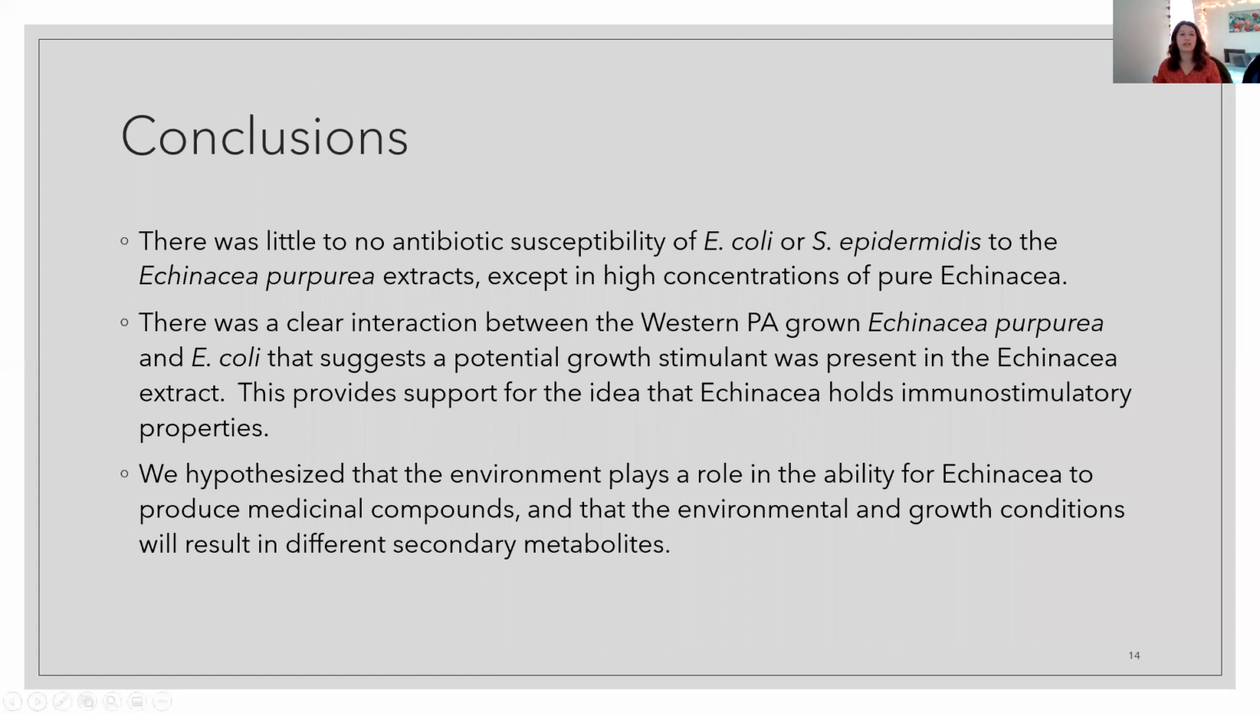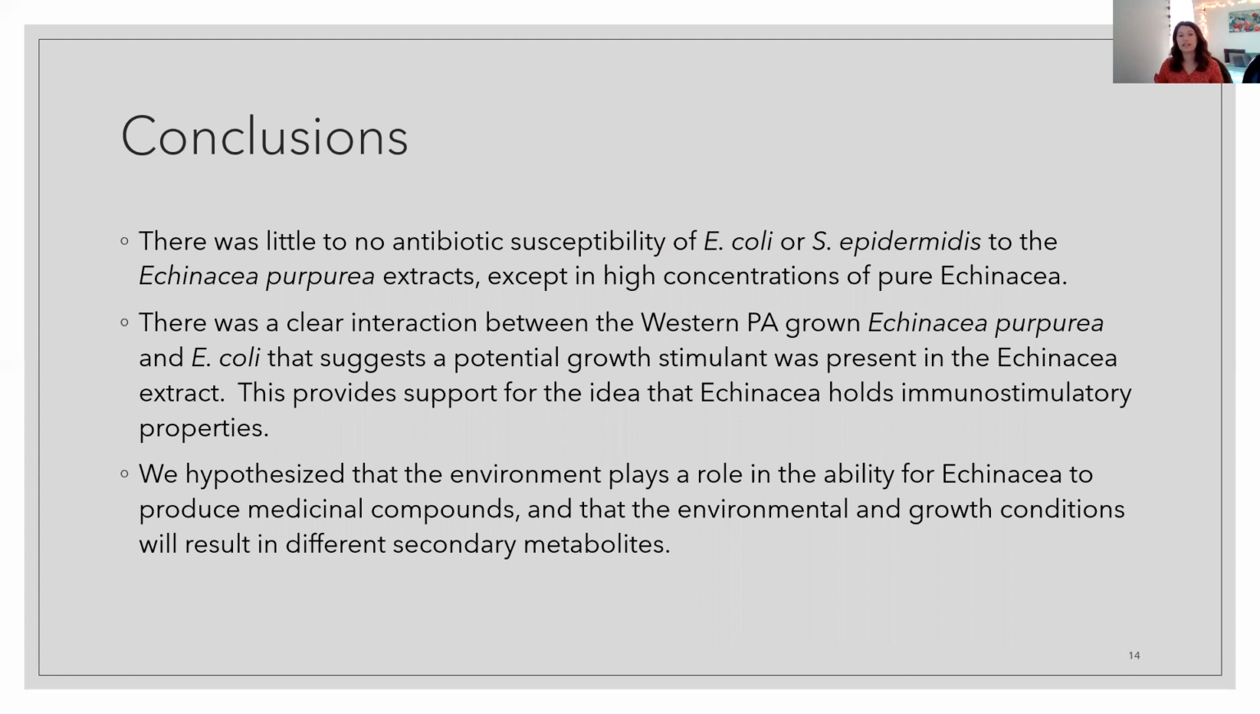So in conclusion, there was little to no antibiotic susceptibility of E. coli or Staph epidermidis to the Echinacea purpurea extracts, except in the very highest concentrations of the pure Echinacea. There was a clear interaction between the Western PA grown Echinacea purpurea and the E. coli that suggests a potential growth stimulant was present in the Echinacea extract. So this, once again, provides support for the idea that Echinacea holds immunostimulatory properties.